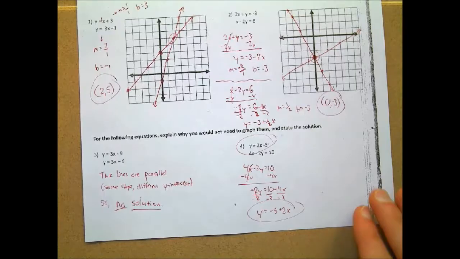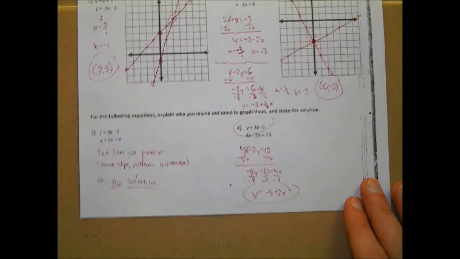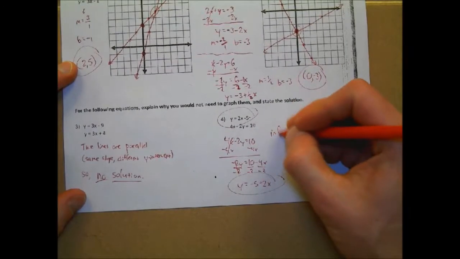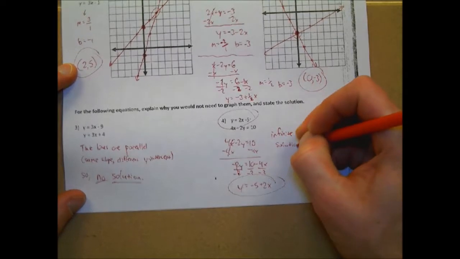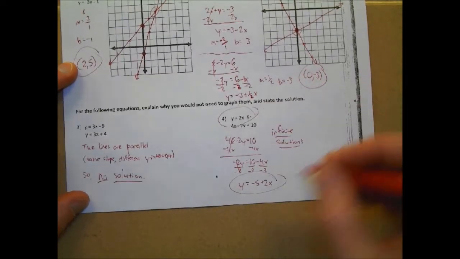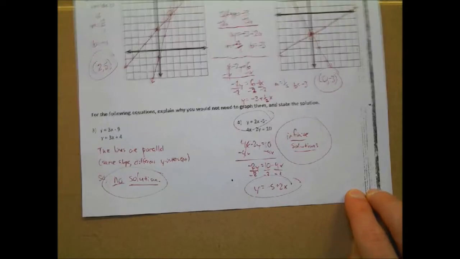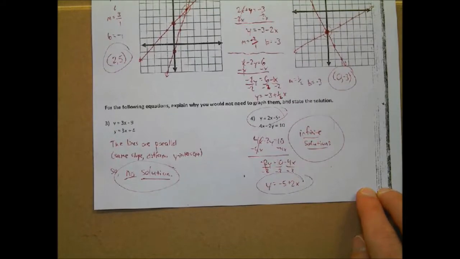Everywhere. So if they intersect everywhere, how many solutions do we have? Infinite solutions. Infinitely many solutions, or infinite solutions. Because these lines exactly overlap, there is an infinite number of solutions. Any place along those lines is where a solution can be located. They're the exact same.